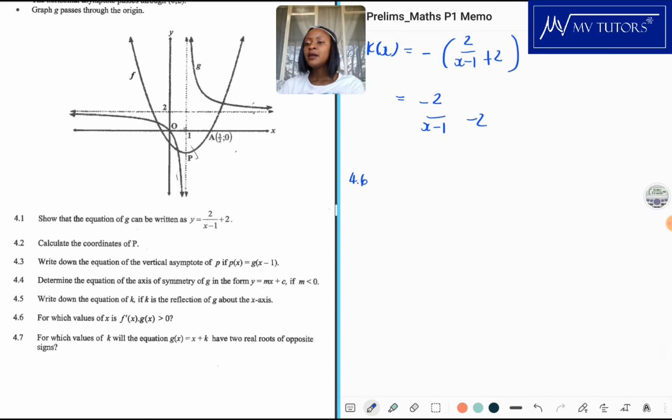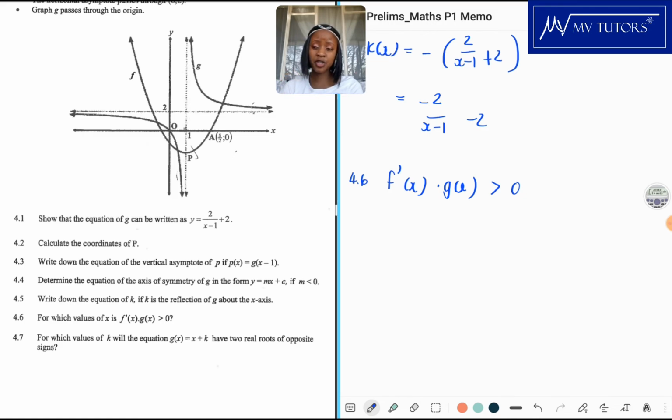4.6. For which values of x is f prime... now you know when you have that little apostrophe there, it's there by that topic, differentiation. I forgot the topic's name. Calculus, yes. So basically if you took your function f and you differentiate it.